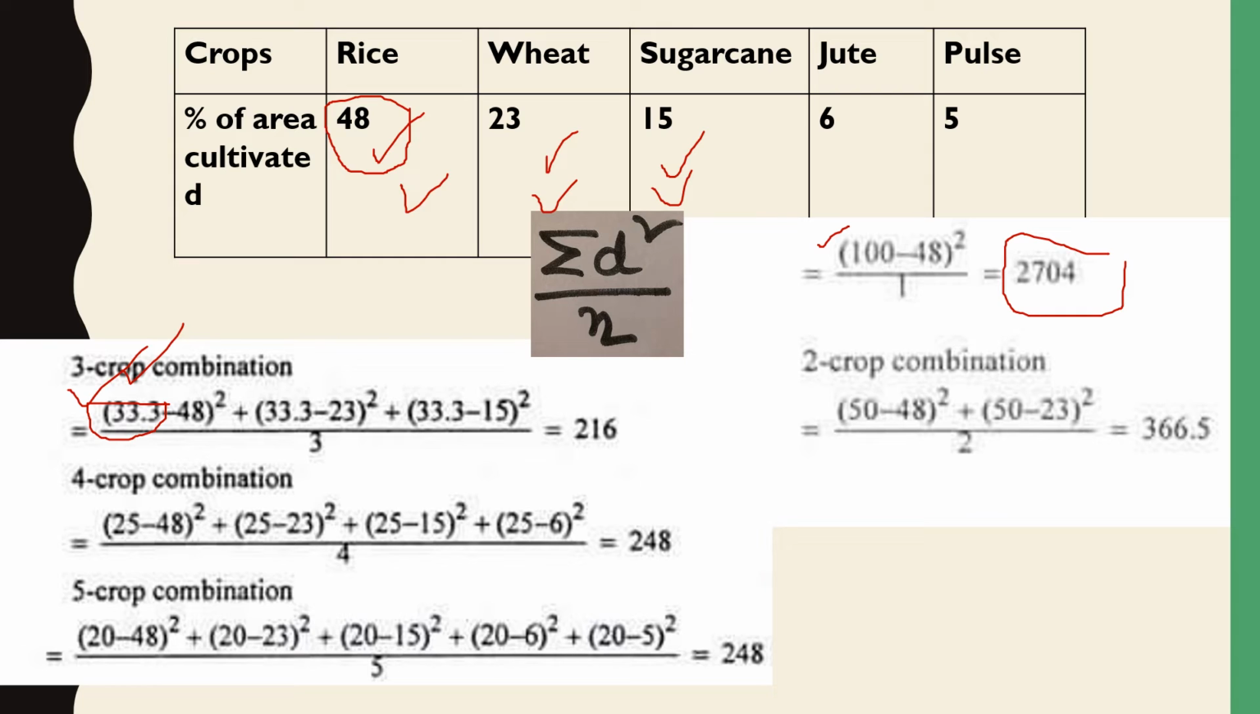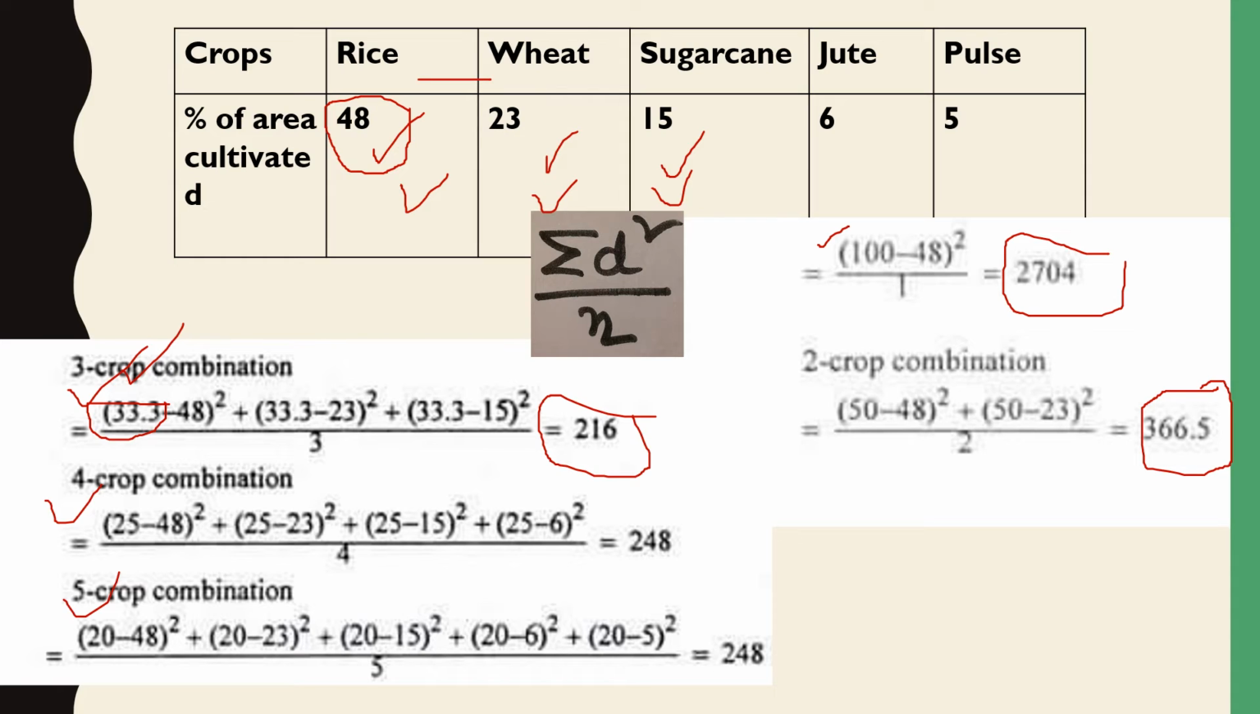Here summation करना पड़ रहा है because the equation is summation d square. So 3 crop combination का result है 216. ऐसे तरह से 4 crop 5 crop combination हम करेंगे. और यहाँ पे जो maximize जो amount है 366.5. So it is clear that the area is 2 crop combination area. It means rice wheat combination area.